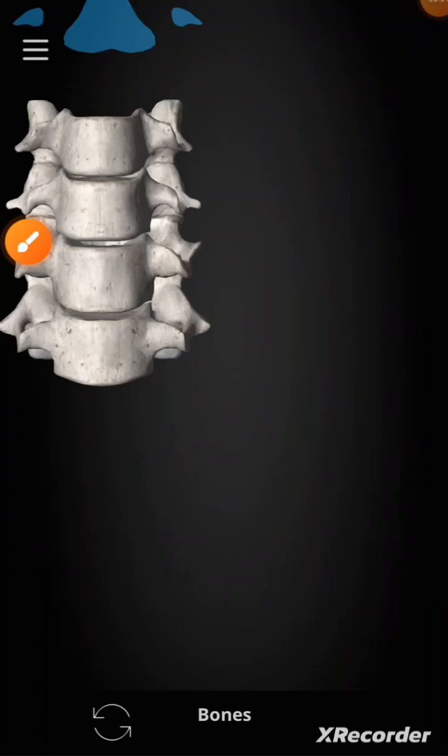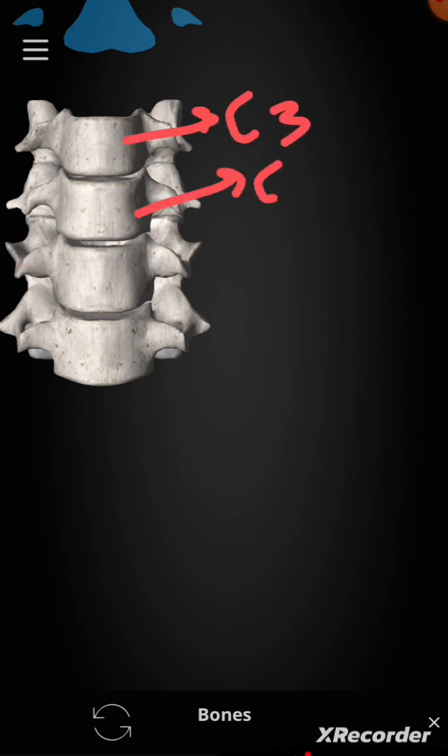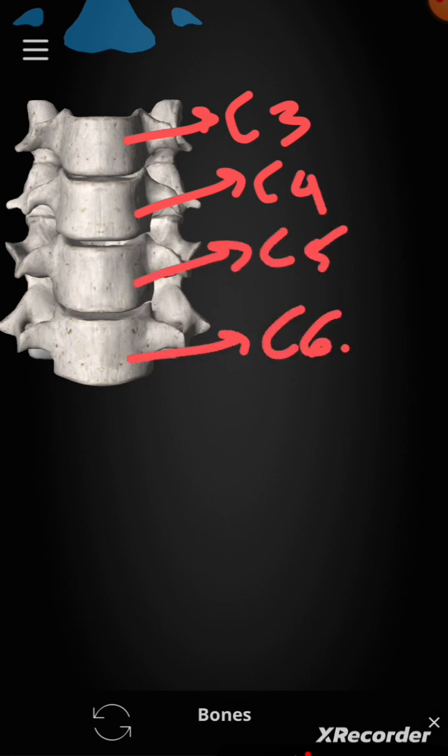Everyone, today we are going to start the topic which is the typical cervical vertebrae, which are C3 to C6. I'll show you which is depicted here. This is C3, C4, C5 and C6. Now what are the differences between the typical and atypical? As I said in the earlier video also, but still we would revise it here.